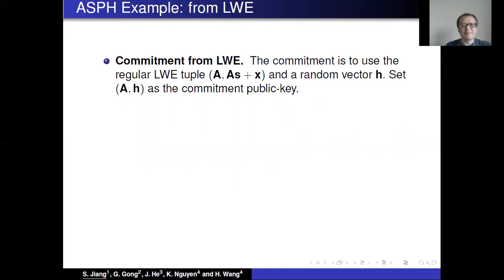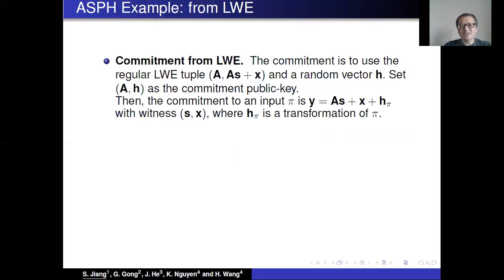So we see an example for this ASPH. The commitment uses a regular LWE tuple A, AS plus X, and also a random vector H. We set A and H as the commitment public key. So the commitment to input pi is Y equals AS plus X plus H pi, where H pi is just a transformation of pi. And the witness is S, X.